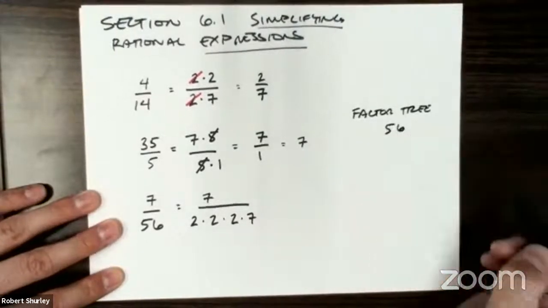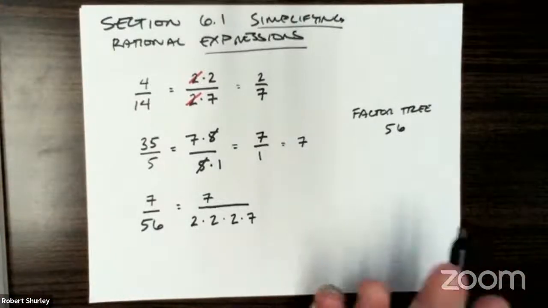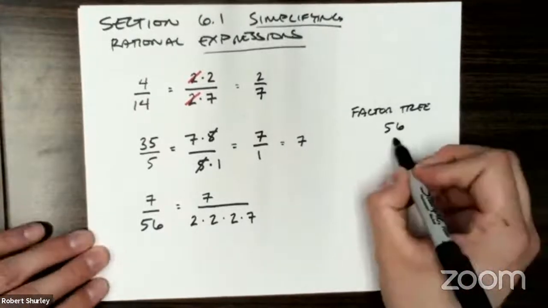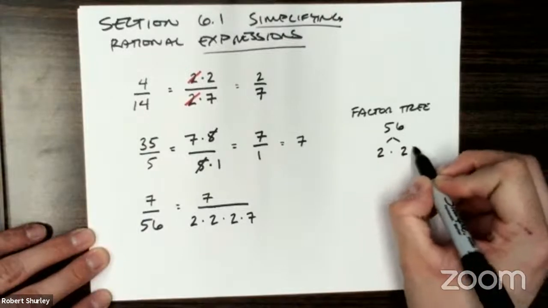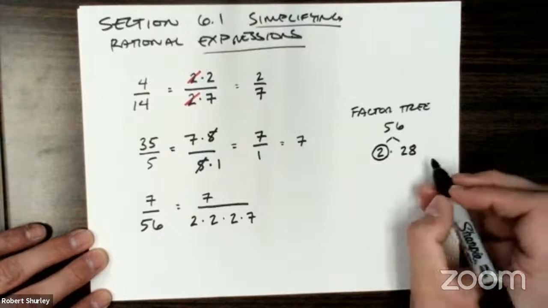But a factor tree, we start with a big number, and then we just start dividing away what we know it's divisible by, if that makes sense. We know this is even, right? So I'm going to divide it by 2, and I get 28. Now, if I get a prime number, I'm going to circle it so don't forget it.